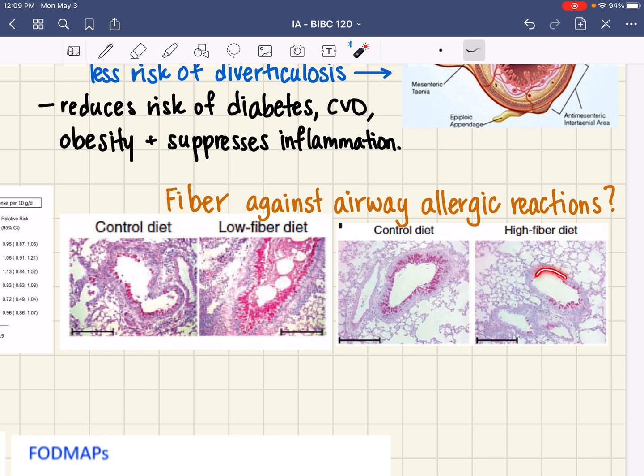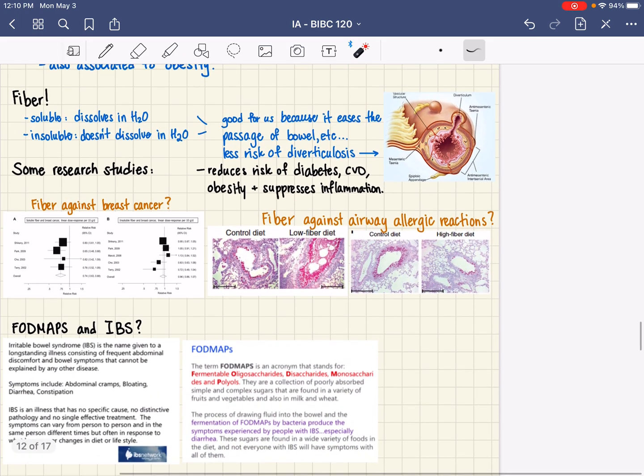Because if you look at this airway, from a mouse who has been eating a high fiber diet, you see that there are way fewer red spots, right? Way fewer immune cells at this site, meaning way less inflammation. So according to this study that we looked at in class, a high fiber diet helps lower inflammation in mice who have airway allergic reactions due to asthma. Okay.